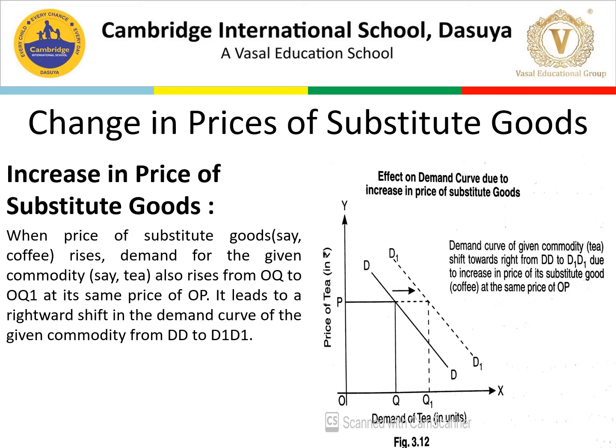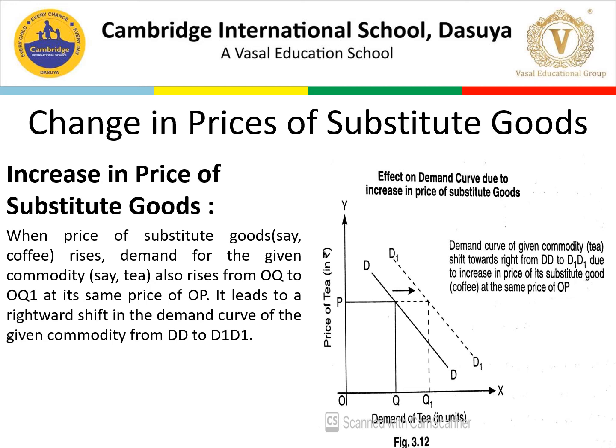So when the price of a substitute good, say coffee, rises, demand for the given commodity, say tea, also rises from OQ to OQ1. You can see at the same price, the demand for tea has increased because of the increase in the price of coffee. At the same price OP, it leads to a rightward shift in the demand curve of the given commodity from DD to D1D1.